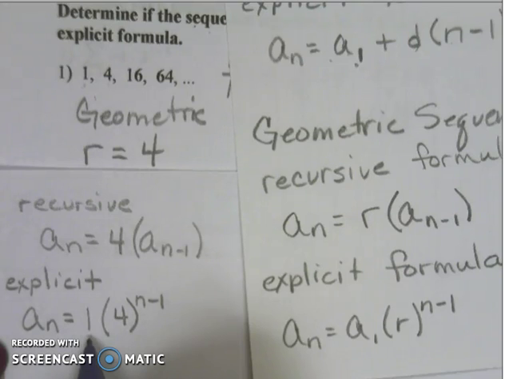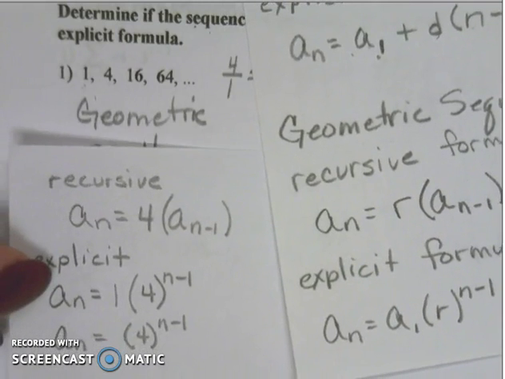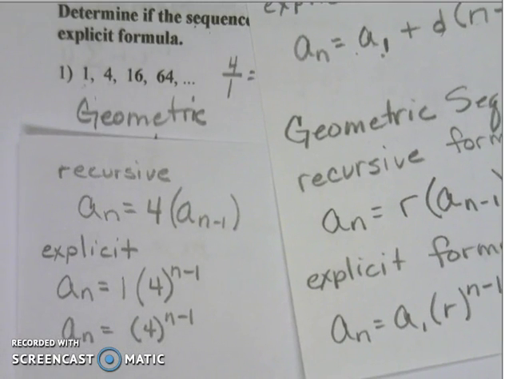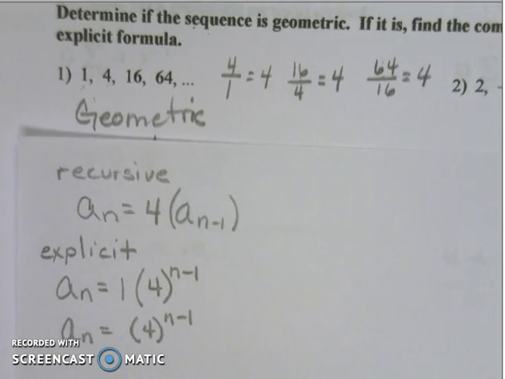Now, you may or may not see the 1 written on a multiple choice type test. You may just see this, which is perfectly okay. It is perfectly okay to have it just written without the 1. All right, that's our recursive and explicit formulas.